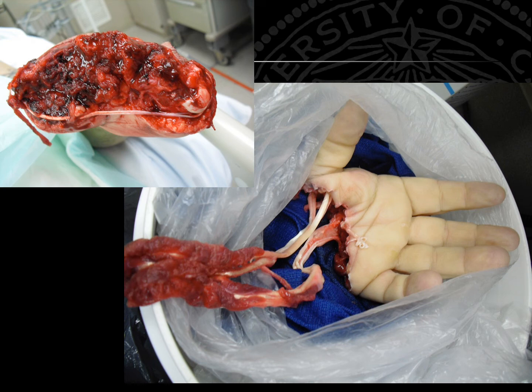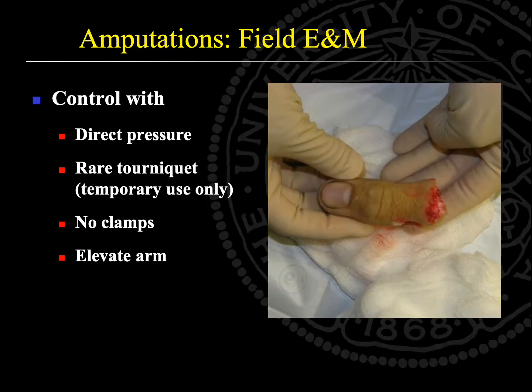So here's just an image of a replant. We'll talk about how you manage those. In the field, you want to control it with direct pressure. Now, most of you aren't going to see these in the field, but on presentation to the ER, but oftentimes they do come with a tourniquet on. So your goal is to take that tourniquet down and assess the bleeding yourself and to hold pressure.